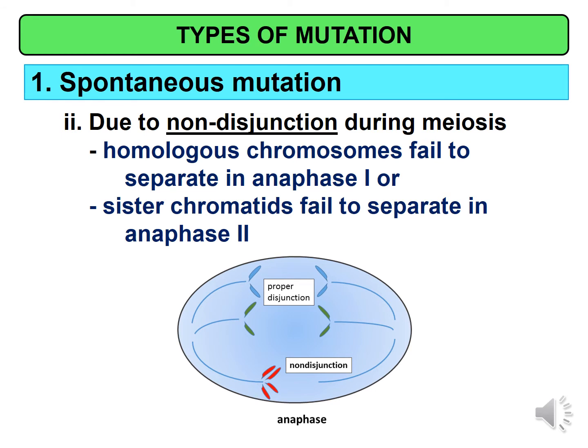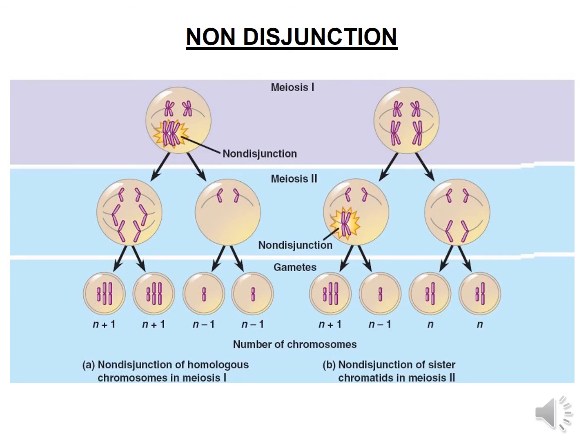Another way for a spontaneous mutation to occur is due to non-disjunction during meiosis. For this to occur, it usually involves the whole chromosome or the whole set of chromosomes failing to separate. Usually the homologous chromosomes fail to separate in anaphase 1 or sister chromatids fail to separate in anaphase 2. So this can affect either one chromosome or the whole set of chromosomes. This is an example of non-disjunction that may occur.